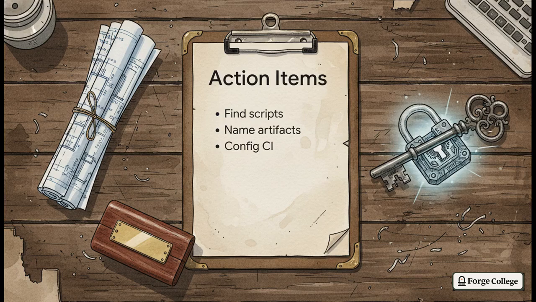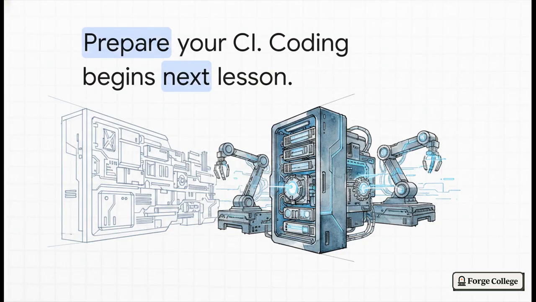Second, define your canonical artifact names. Decide exactly what you are going to call those tamper-proof boxes. And third, configure your CI system's secure secrets so you can actually sign those keys securely. Get your CI environments prepared.